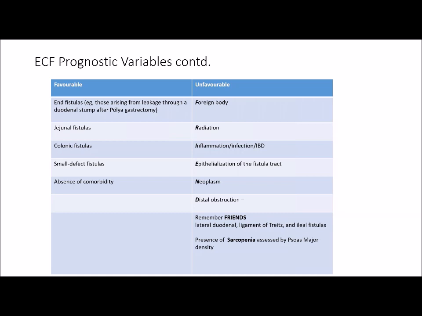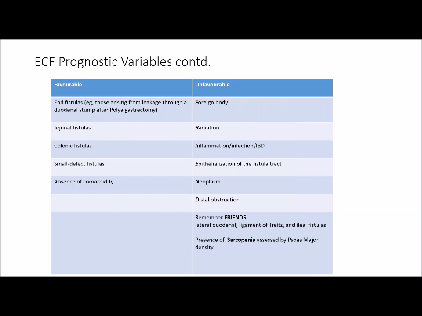But for the unfavorable ones, you can remember a mnemonic, FRIEND, and it tells you the primary causes which could be responsible for the continuation or unfavorable aspect of an ECF. F stands for foreign body, R for radiation, I for inflammation, infection, or IBD. All three are I's, 3 I's: inflammation, infection, IBD. E for epithelialization of the fistula tract, N for neoplasm, and D for distal obstruction. So remember this mnemonic. It can easily help you to remember the common causes of a continuation or unfavorable prognostic ECF, right?